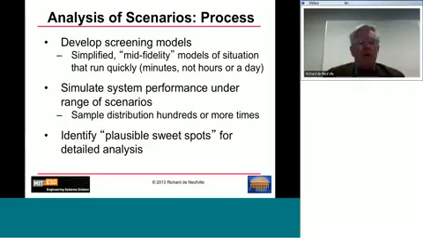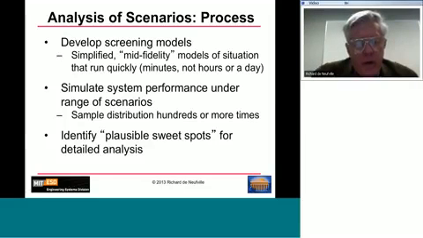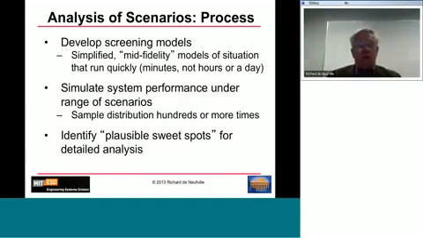And what we also need is to be able to evaluate things fairly quickly. We can't have a complete model of everything that might happen. So what we use is this notion of screening models. That is, a simplified model of a situation that can run quickly, in minutes instead of hours or a day. I'll talk about this in the example of the oil platform. So we then simulate the system performance in a range of scenarios, and we use these mid-fidelity, crude if you want, models, not for detailed analysis, but to identify sweet spots that we can then look at for detailed analysis.